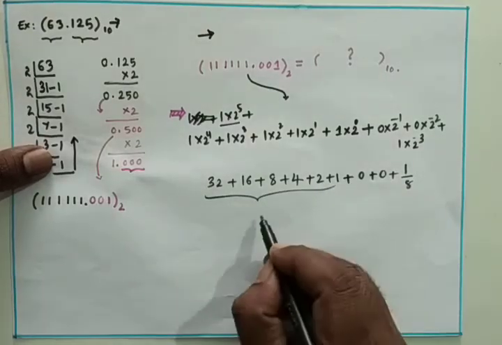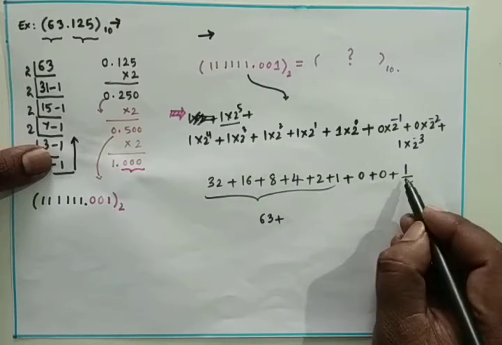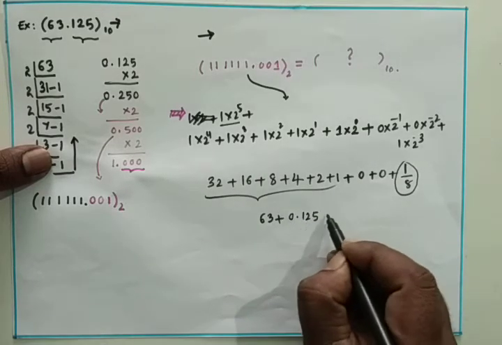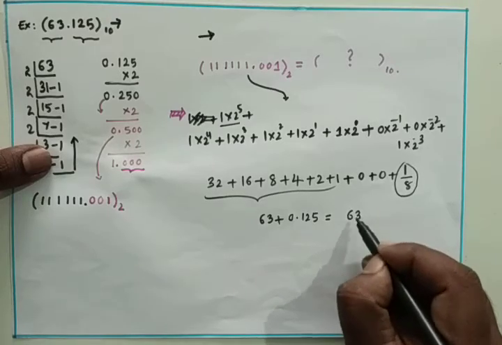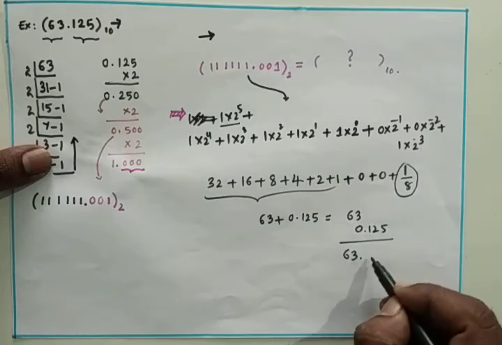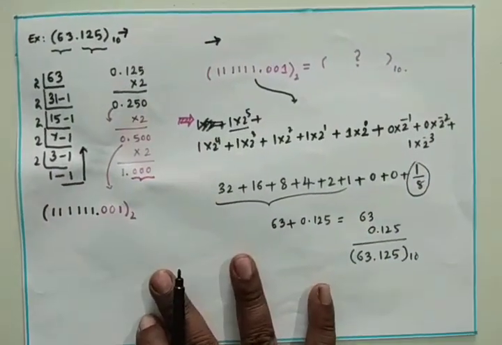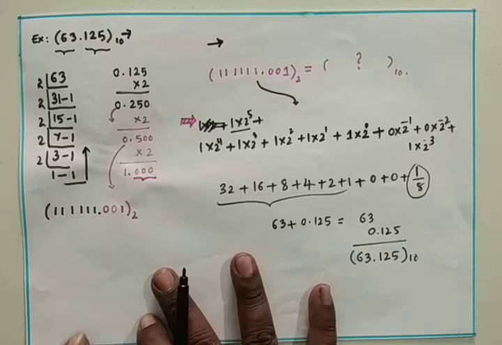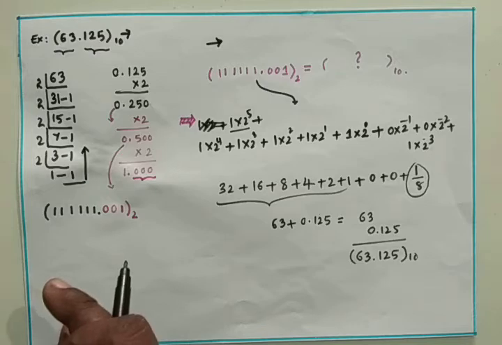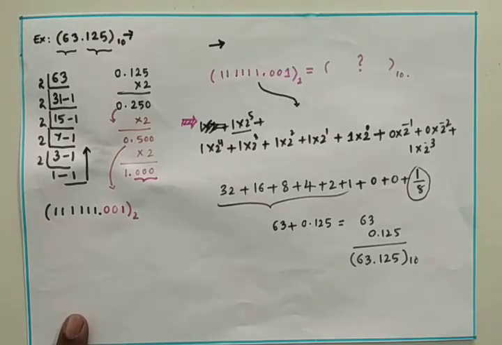This will be equal to 63. 63 plus this 1 by 8, which is nothing but 0.125. So what is the answer we get? 63 plus 0.125 is equal to 63.125 base 10. Whatever decimal number we used to convert into binary, and this is the binary number we got, now we have verified it by converting the binary number back into the decimal form.